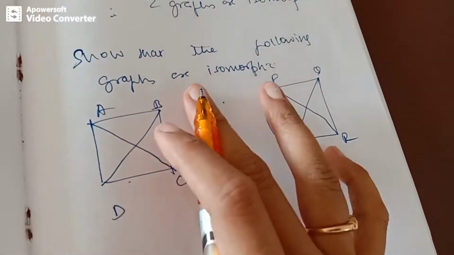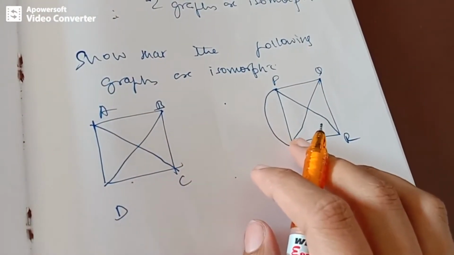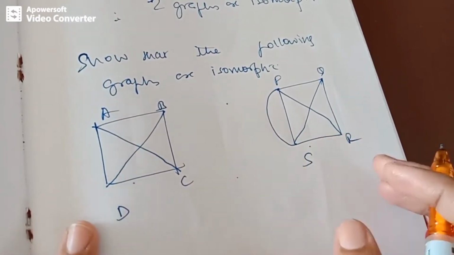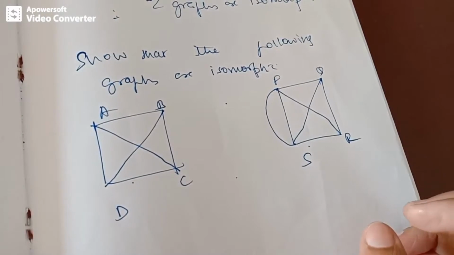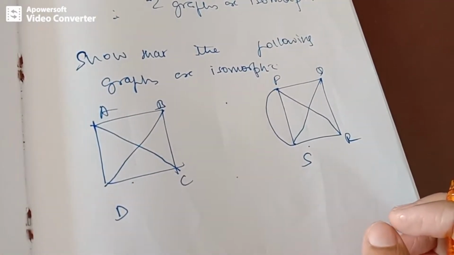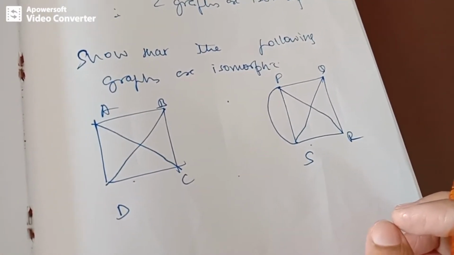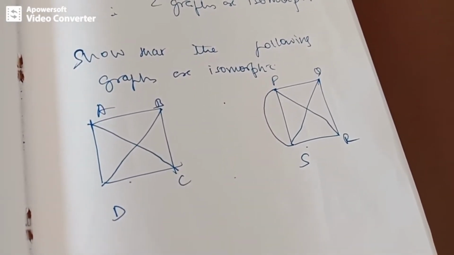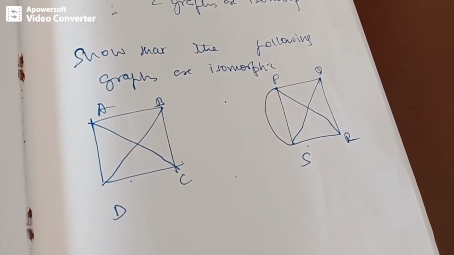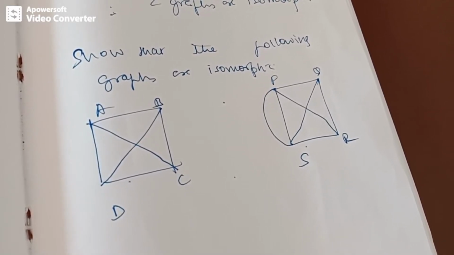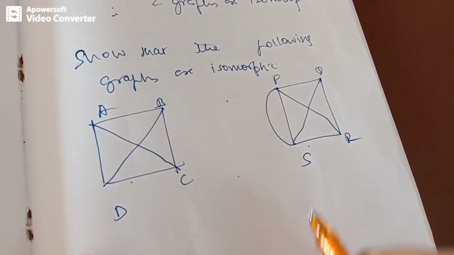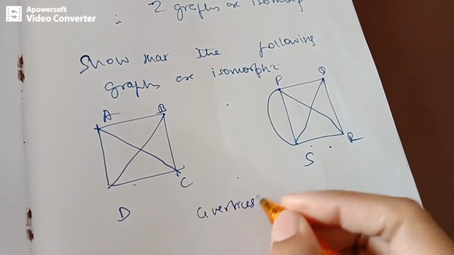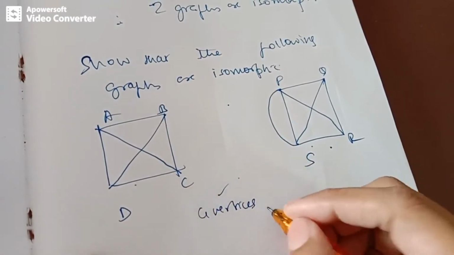Next problem, they are given two graphs. You have to see whether these graphs meet the isomorphism properties. So first of all, you know what is required to satisfy isomorphic properties. If we start comparing the two graphs, in the first graph A, B, C, D, you have got 4 vertices. Likewise, in the second graph, you also have got 4 vertices. So there are 4 vertices in both the graphs. The first property is satisfied.